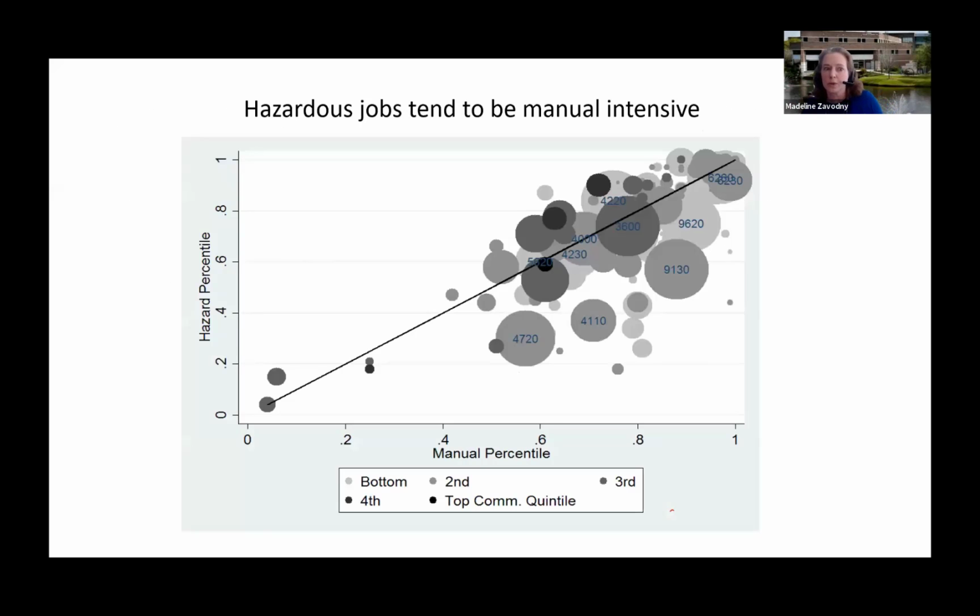Okay. Also, perhaps not surprising, but interesting, is that hazardous jobs tend to be manual intensive. The size of the bubble reflects the size of the cell, and this is the hazard percentile and the manual percentile of our occupations. The darkness is how communications intensive the job is, in our attempt to graph here in 3D. What you see is that the bubbles are sort of clustered on that 45-degree line. So our hazard results in some way look like our manual results because there's a lot of overlap, particularly from men in those job conditions, but not perfect. Not all the bubbles are on the 45-degree line.